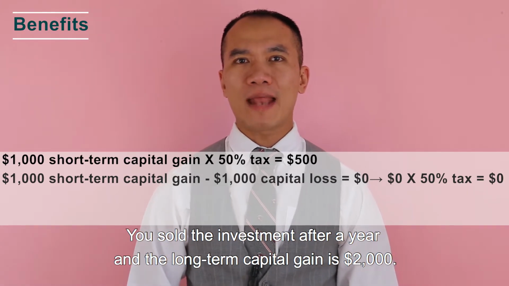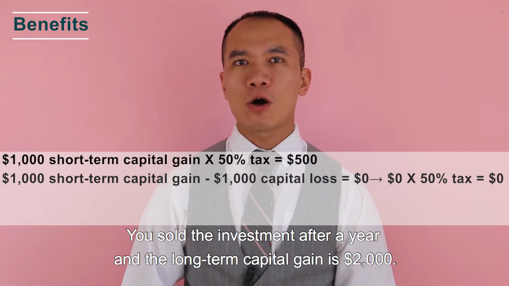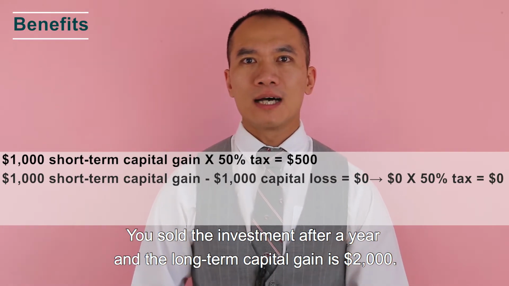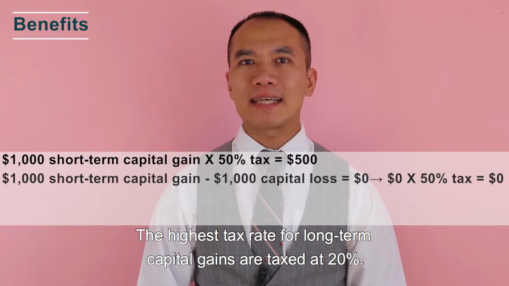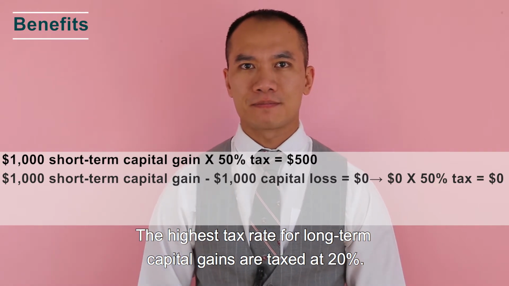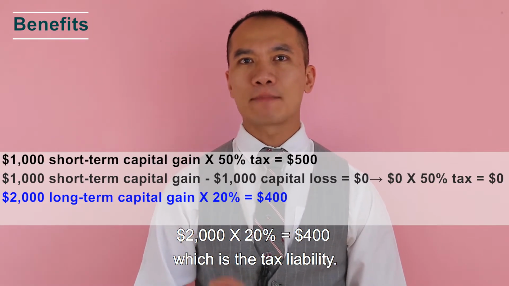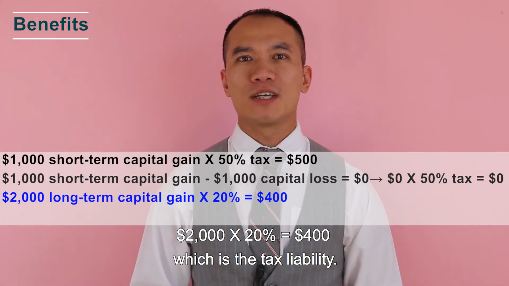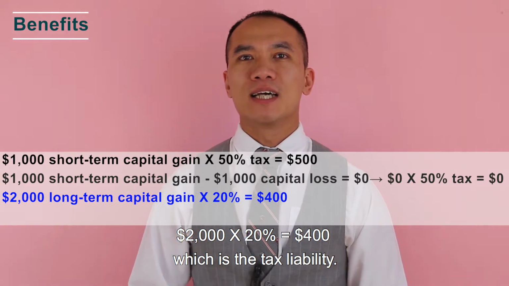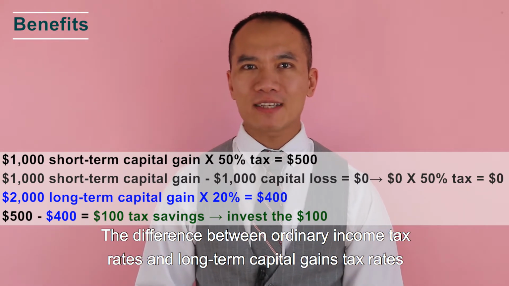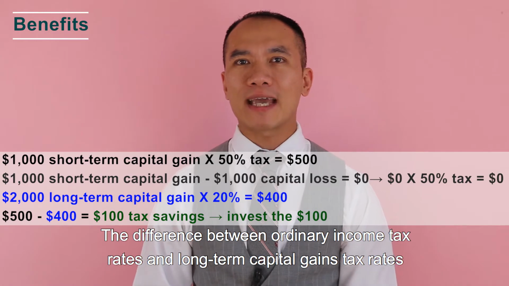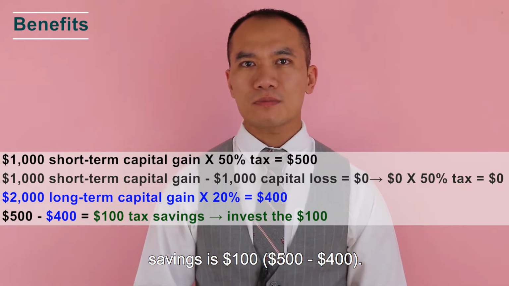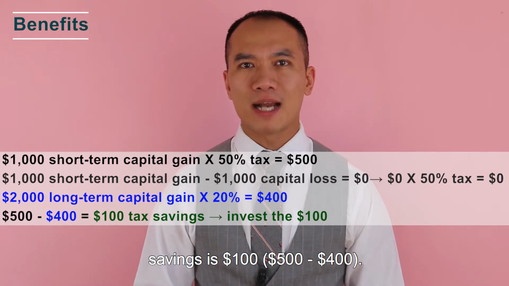You sold the investment after a year and the long-term capital gain is $2,000. The highest tax rate for long-term capital gains is 20%. $2,000 times 20% equals $400, which is the tax liability. The difference between ordinary income tax rates and long-term capital gains tax rates saving is $100. $500 minus $400.